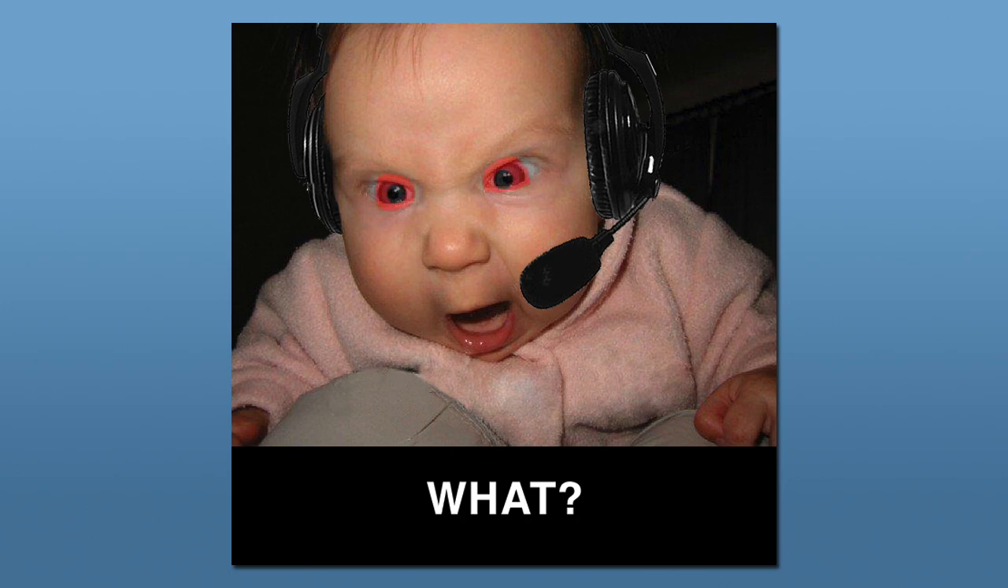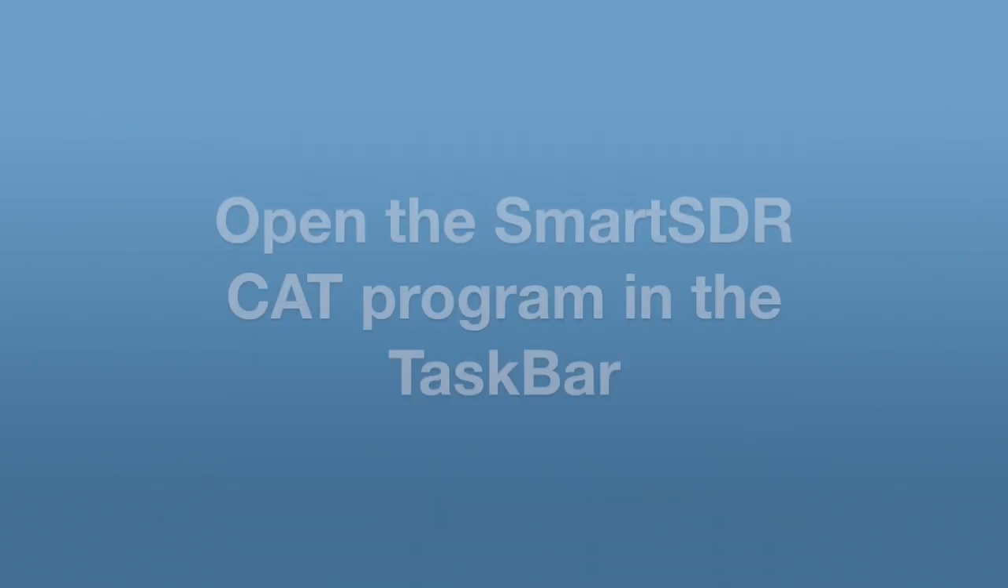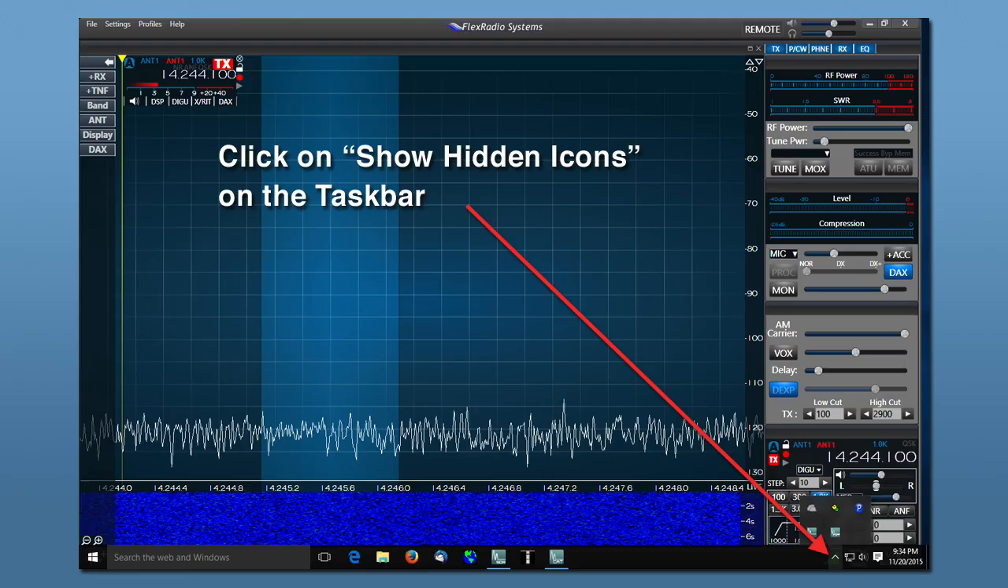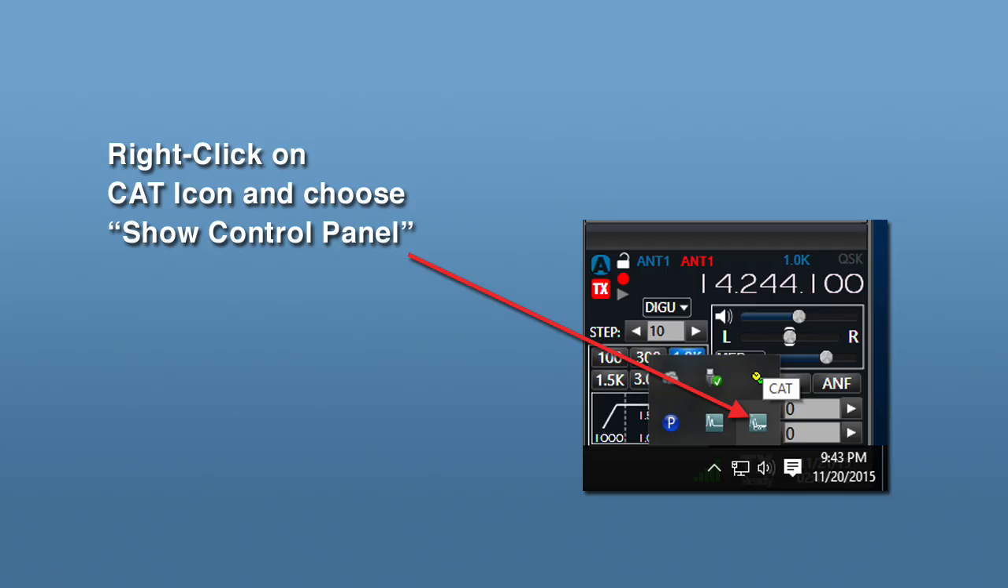Now, if they still aren't talking, open the SmartSDR CAT program. It's on the Hidden Icons part of the taskbar. Left-click on the Show Hidden Icons on the taskbar, then right-click on the CAT icon and choose Show Control Panel.